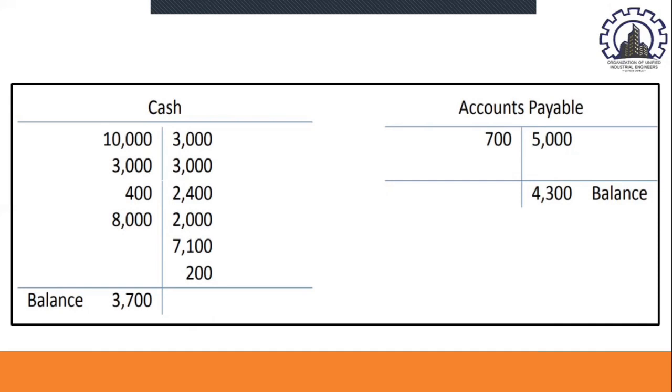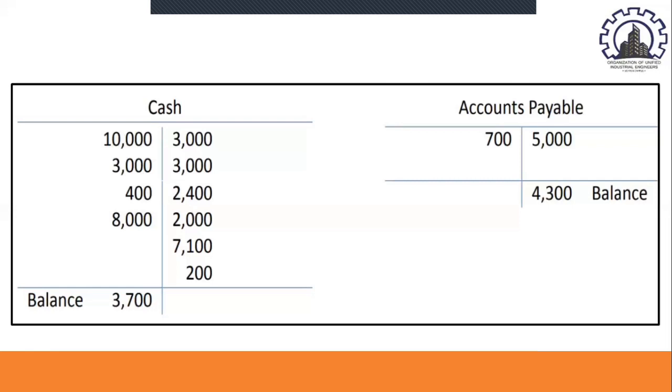So in accounts payable, the balance is $4,300, right? And this is under credit side, calculated by subtracting the debits from the credits. Now, since, as you can notice, 5,000 is higher than 700, that is why 4,300 is in line with 5,000. So meaning to say it was under credit side. Now, notice that cash shows a debit balance while accounts payable shows a credit balance.